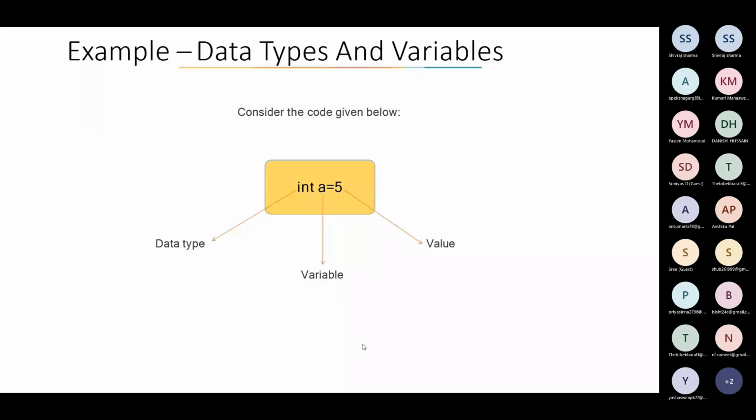Now see the data type and variables in R. Consider a code that contains an integer. That is a equals to 5. So what is data type? The very first thing, that is int, that shows the data type of that variable. So here the data type is integer.